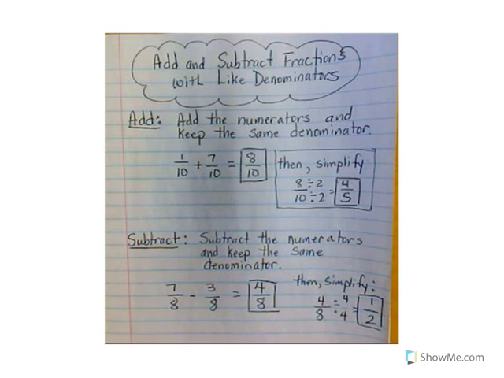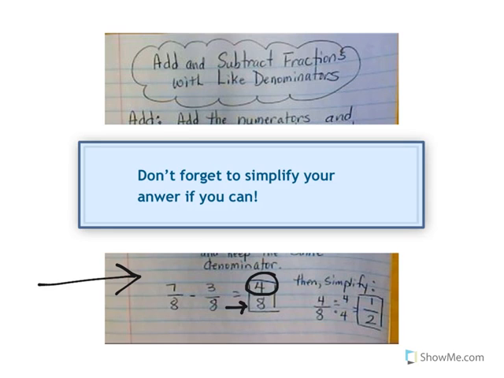Now let's take a look at subtracting fractions that have like denominators. It's the same exact thing as adding, except instead of adding the numerators, we're subtracting the numerators. So subtract the numerators and keep the same denominator. 7 minus 3 is 4. And 8, we just copy that over and keep that denominator the same. So 7/8 minus 3/8 is 4/8. Then remember, don't forget to simplify your answer if you can.